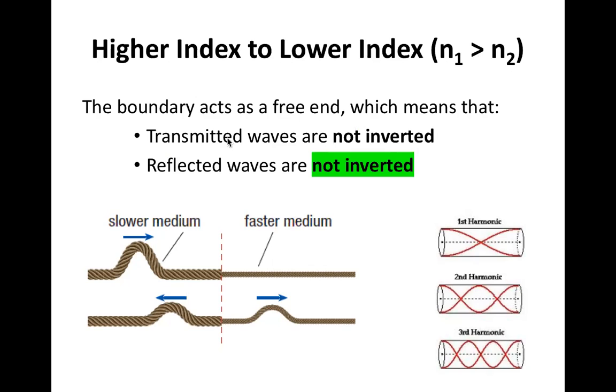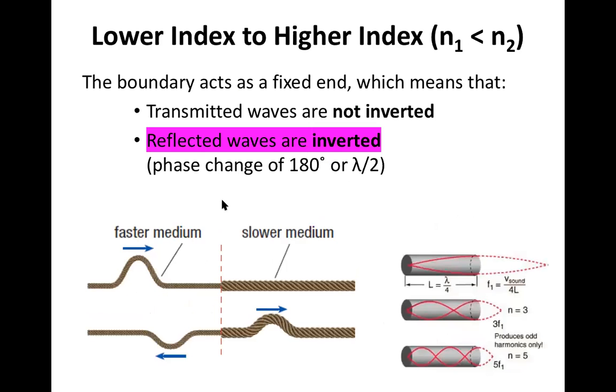Of course, there's no inversion on transmission, so the crest becomes a crest going through it. But for the reflected wave, we question whether there's an inversion. In this case, where we're going to a faster medium, there is no inversion. So the crest going to the right is still a crest going to the left. But when n1 is smaller than n2, so we're going to a slower medium, the transmission is not inverted, but the reflected wave is inverted. So you could also think of this as a phase change of 180 degrees. The crest to the right becomes a trough to the left.